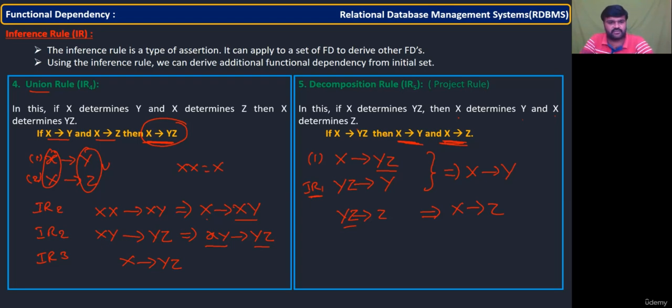So rules 4 and 5, the union rule and the decomposition rule, are quite opposite to each other. Individually, nothing special is there: every attribute individually you can write with the LHS part. That's it. By using these inference rules, if you have a set of attributes, from that you can derive new additional FDs. For that purpose, we have these 5 important inference rules.